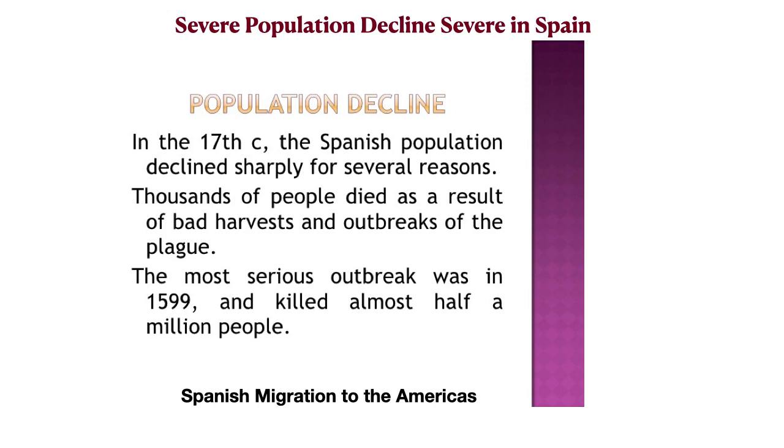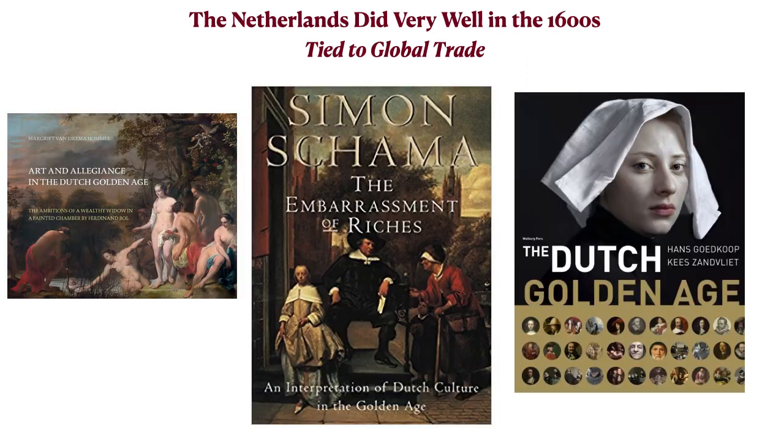Now, it is important to note not every part of Europe was in crisis at this time. The real exception was the Netherlands. The period from 1600 to 1680 was really its high point. This was the Dutch Golden Age. We know it well from its art. I would highly recommend Simon Schama's The Embarrassment of Riches, looking at Dutch culture and economics during this period. So the question is, well, how was the Netherlands able to avoid this?